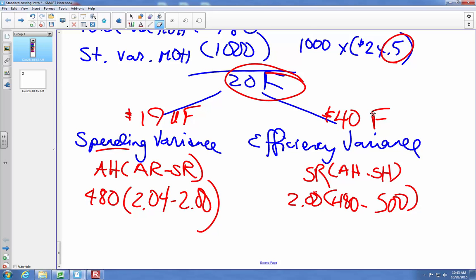Okay. And the efficiency variance, I can just tell you this. This is always, always, always going to go the same direction as your labor variance if that's your activity base. Does that make sense?